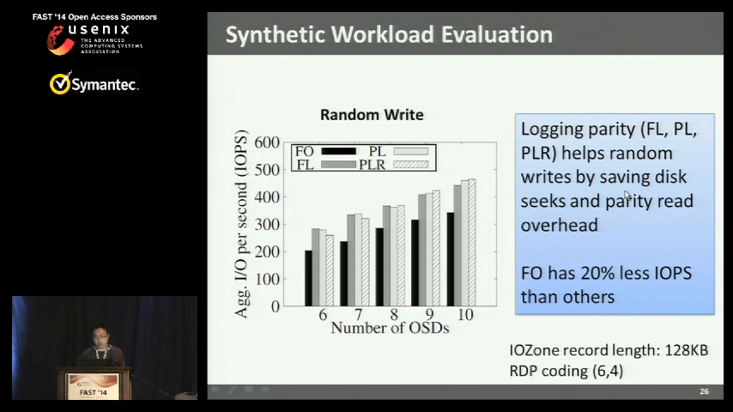Now, the main observation is that if you do the logging of parities, it will help the random writes by saving the disk seeks, while if you look at the fully overwrite here, it's less than all the other three schemes because you need to read the data and also the parity to update them. That's a lot of overhead. So here, we see that overall it has 20% less IOPS than the others.